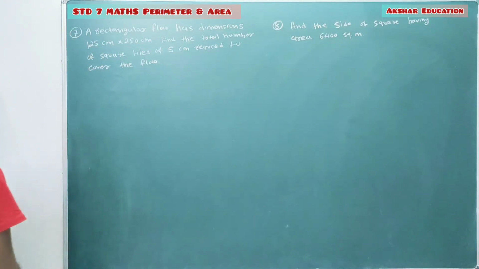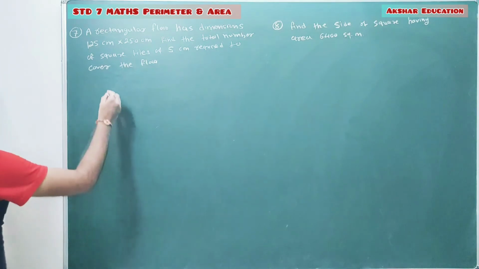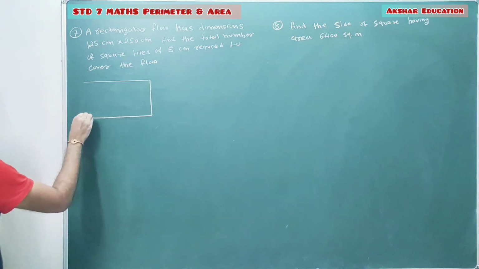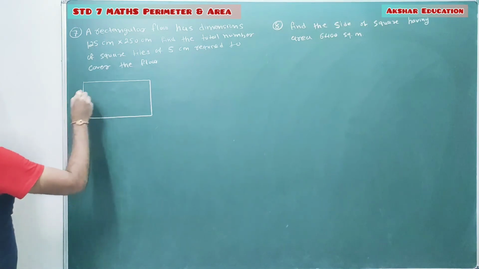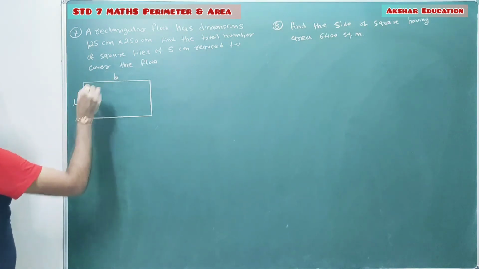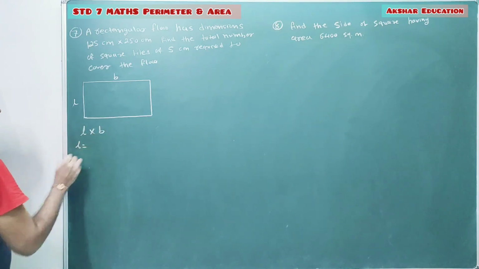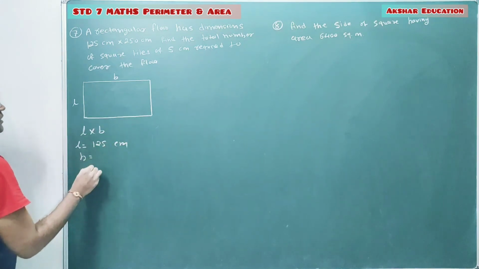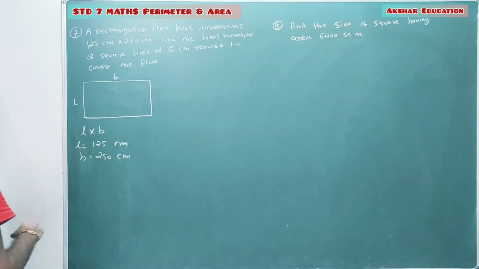Now students, question number 7. A rectangular floor has dimensions 125 centimeter by 250 centimeter. So a rectangular floor is there. Let's assume this is our rectangular floor. Dimensions are 125 by 250. So this is our length, this is breadth. So dimensions are L by B. So our value of L is 125 centimeter and value of breadth B is 250 centimeter. This is given.